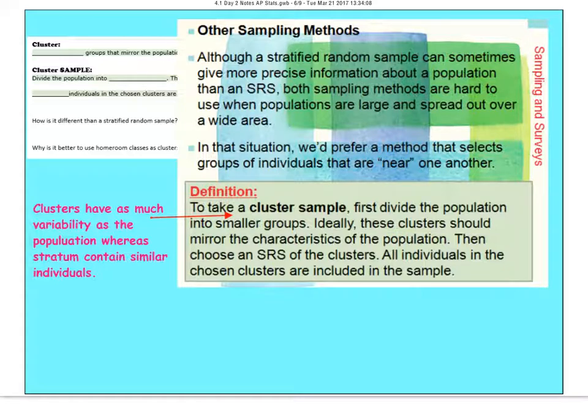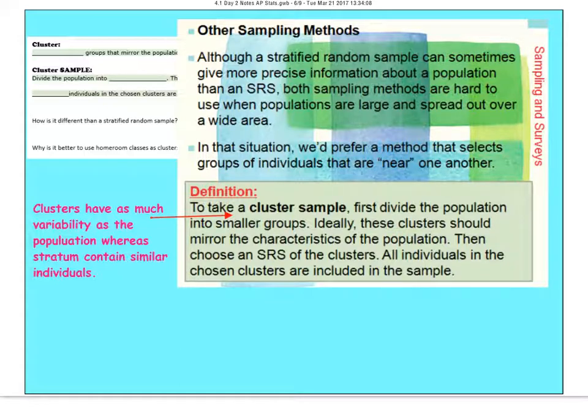Now the third method we're going to talk about is the cluster sample. The stratified random sample and the SRS can both be very good, precise methods to use. Sometimes these methods are hard to use though when the populations are large and spread out. So a third method we might use is the cluster sample.